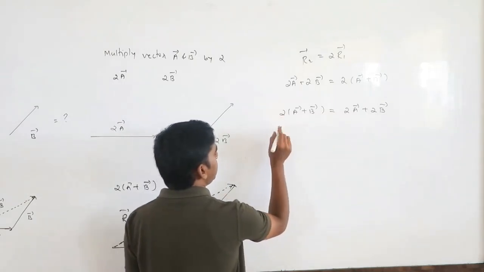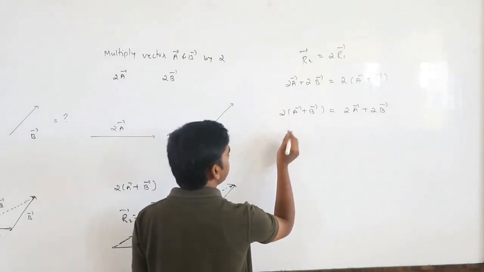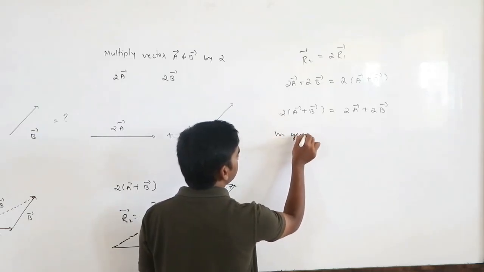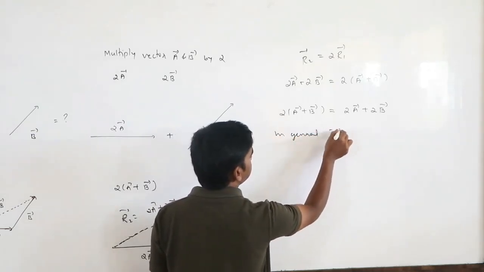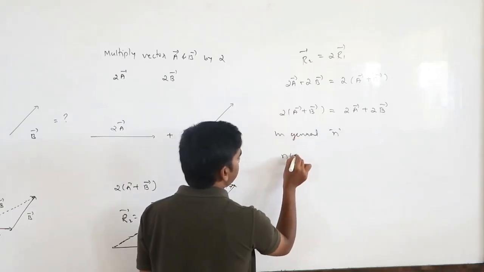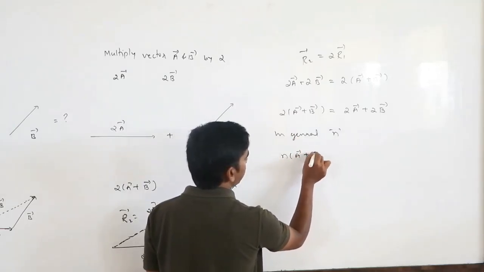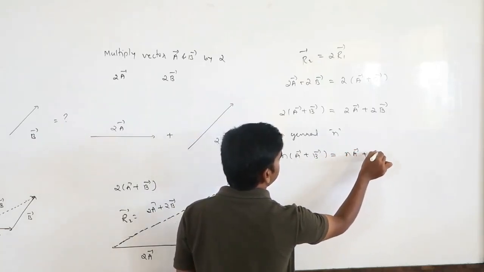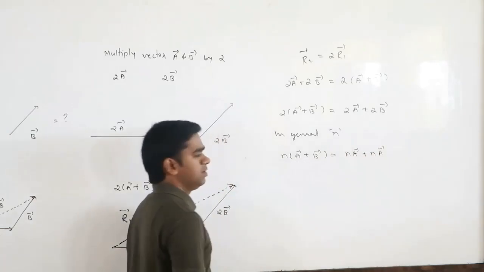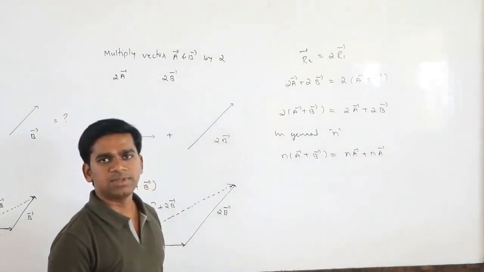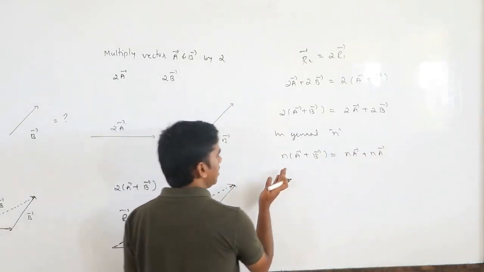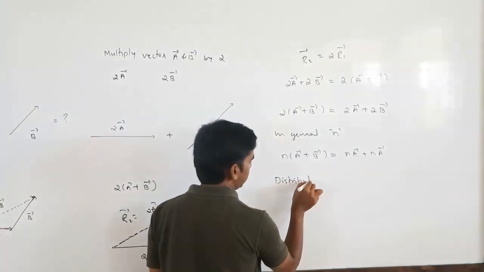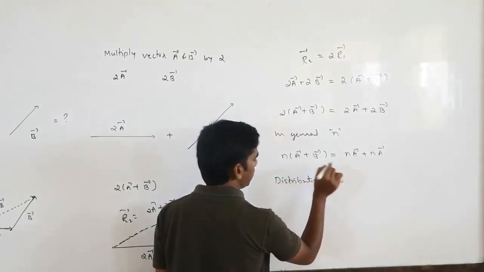So this n is what? n is a scalar. Sorry, 2 is a scalar. So in general, I will take this as n. So what can I write? n times (vector A plus vector B) is equal to n times vector A plus n times vector B. What is this? Again, you must have gone through this in your high school. So this is nothing but the distributive law.